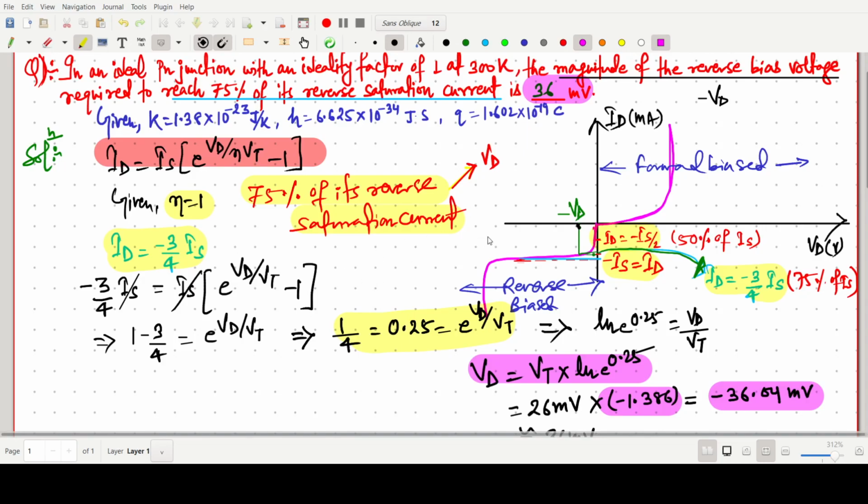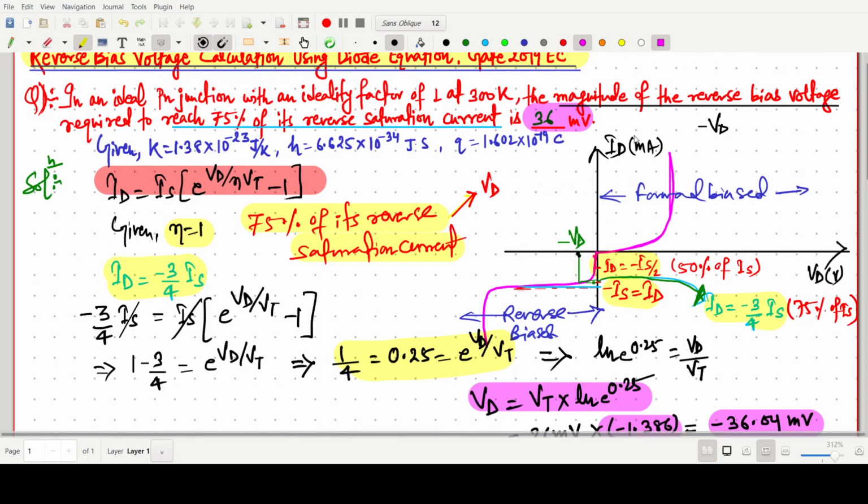This is very simple, but you have to know the diode characteristics, you have to write them, and you have to use the given data. There is no need for the Boltzmann constant, Planck constant or Q here. Directly we can find it. So our correct answer is 36 millivolt for this question.